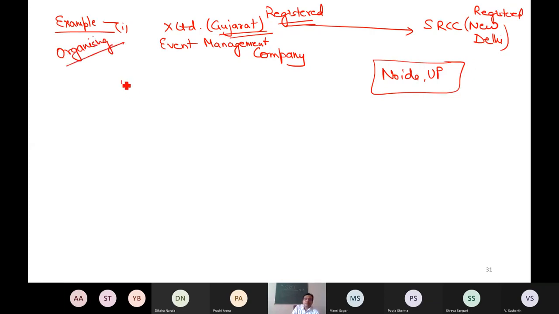Now, what is the place of supply in this case? As per section 12, because supplier is in India and recipient is in India, section 12 is applicable for organizing the events. If the recipient is also registered, then it does not matter where the event is being organized. Location of recipient is the answer. New Delhi becomes the place of supply.